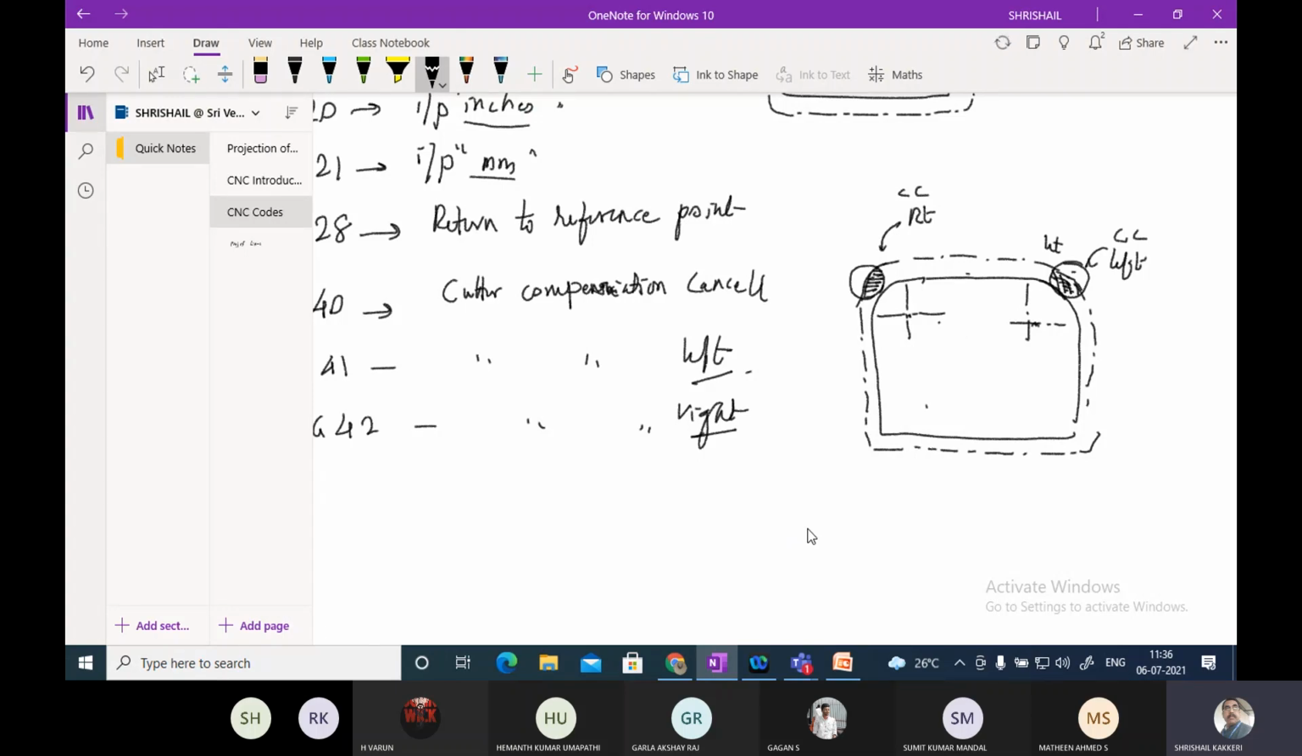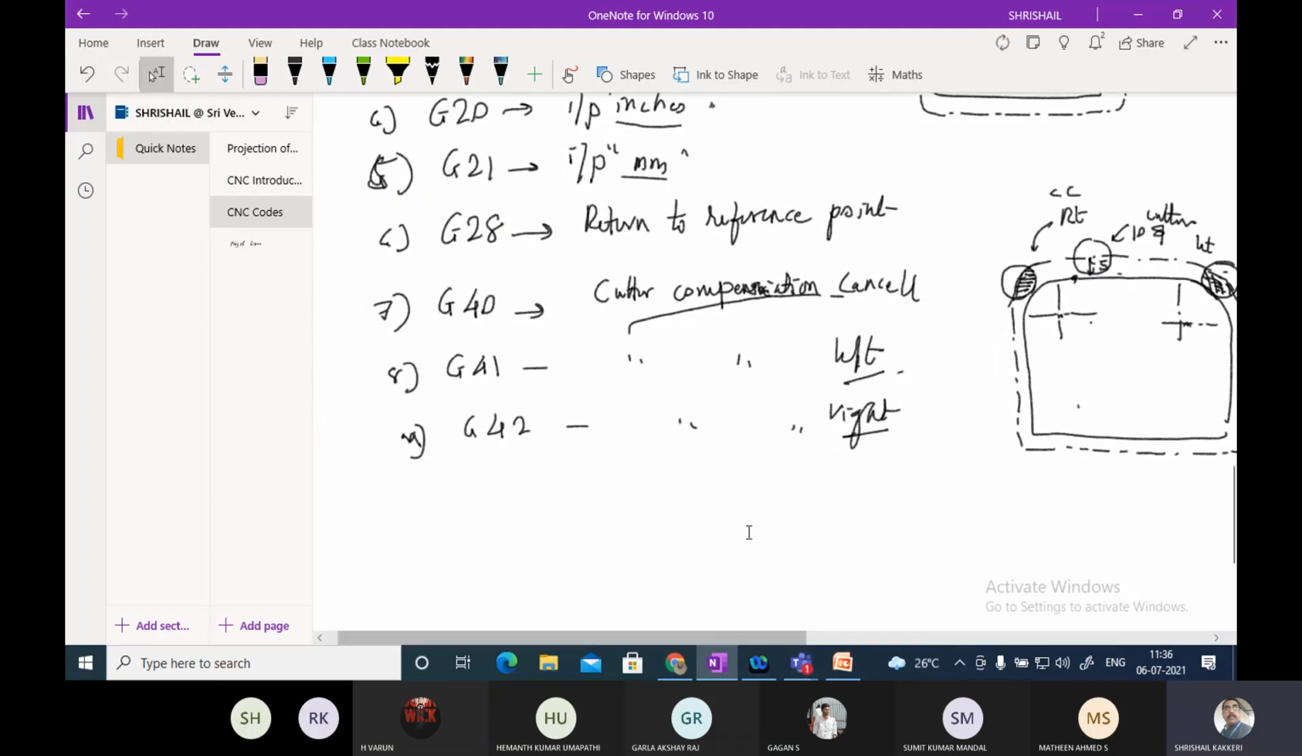Once you remove the cutter compensation, what happens? The tool axis, the cutter, will not be taken into account. Please understand, if I keep the cutter compensation, for example, this is a 5 mm movement, then definitely a 10 mm diameter cutter will be used. And if you change this, the axis will be shifting from here to here. So that is what G41, G40 and G42 are: cutter compensation cancel, cutter compensation to left, and cutter compensation to right.